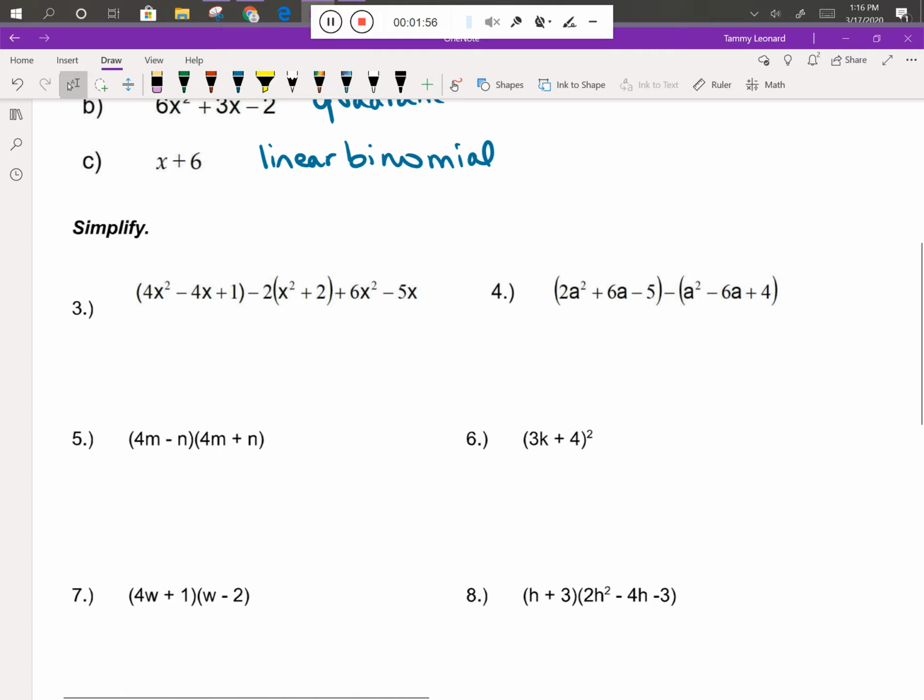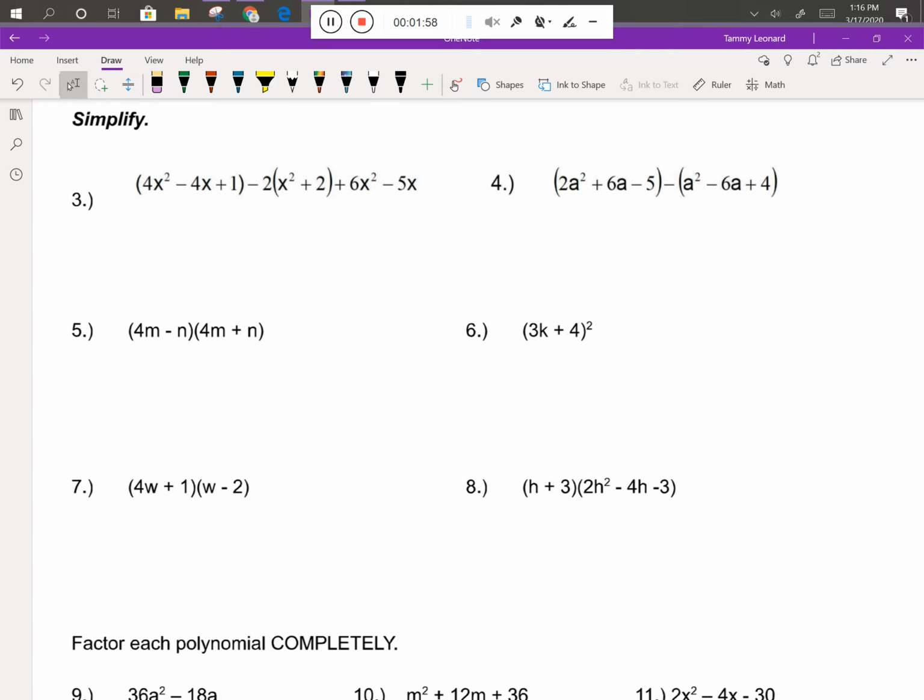In problems 3 through 8, you're being asked to do some adding and subtracting of polynomials, which you reviewed in yesterday's assignment, as well as some multiplication of polynomials, which you also reviewed in yesterday's assignment. Try these 6 problems. When you get done, push play again to be able to compare. So push pause now so you can try them for yourself.